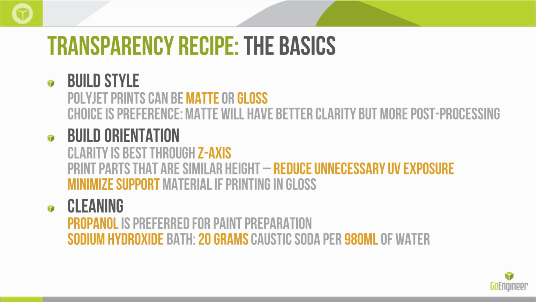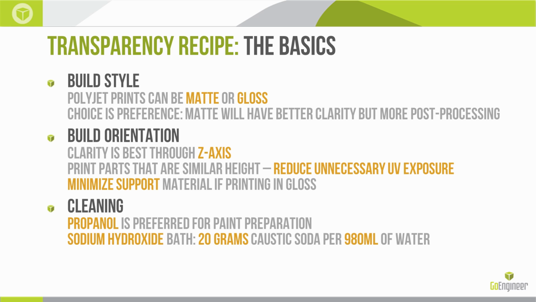The build orientation also comes into play. So how are you orienting your part on the build envelope? You're going to have the best clarity through the Z-axis. So if there's one particular surface that you really want to make sure that you can see through, you're going to want to try to orient that so that the Z-axis is normal to that face. You're also going to want to pair parts that are on the same build tray with similar height parts. Meaning you're not going to want to print short parts with tall parts on the same build tray if you're trying to make them both transparent.